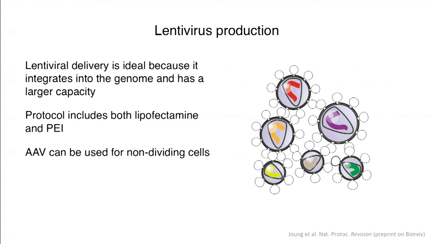And for the protocol, we have two different methods of producing lentivirus: the Lipofectamine protocol, which is a bit more expensive but a bit more established, as well as using PEI, which is very, very cheap and can also be used for making lentivirus. And for non-dividing cells like neurons, AAV can also be used. But all of our libraries right now are in lentiviral backbone, so you'll have to clone your own if you really want to use AAV with a fluorophore, for example.